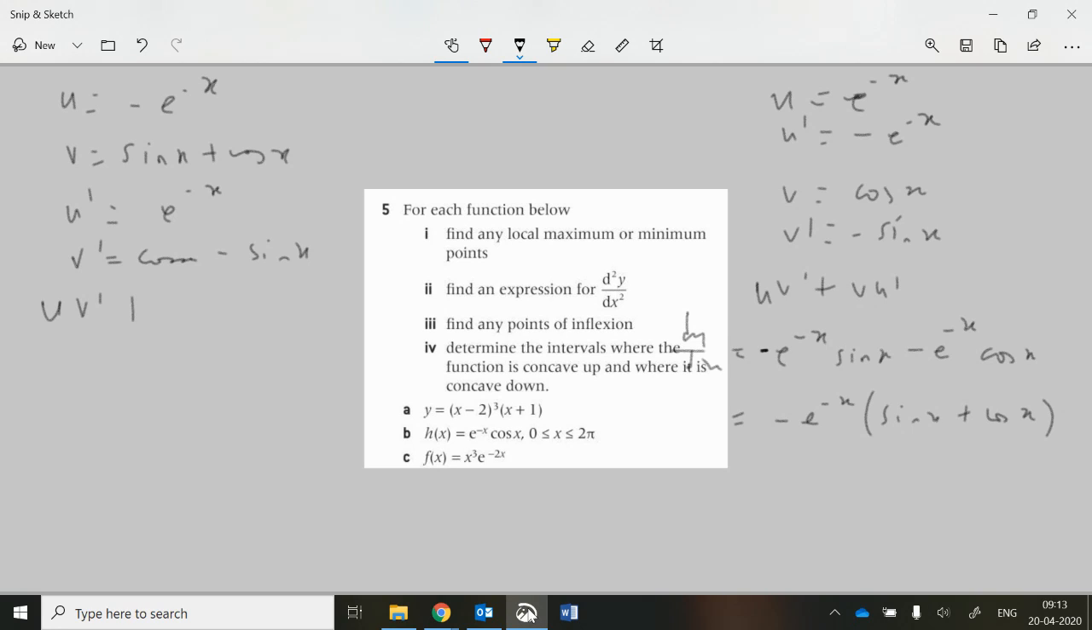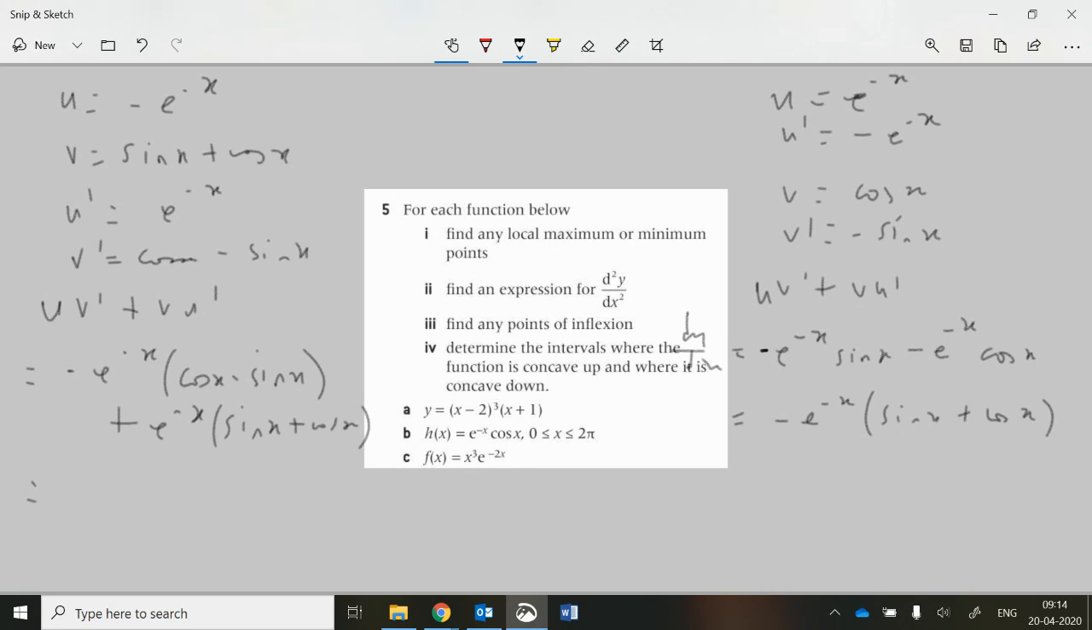Okay, so then let's put this together. We've got u v dash plus v u dash. So we've got minus e to the minus x times v dash, which was cos x minus sine x. And then we've also got plus v and then u dash. So plus e to the minus x, and then we've got v, which was sine x plus cos x, right?